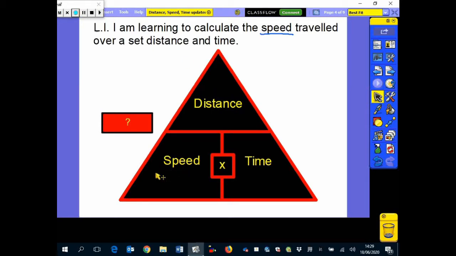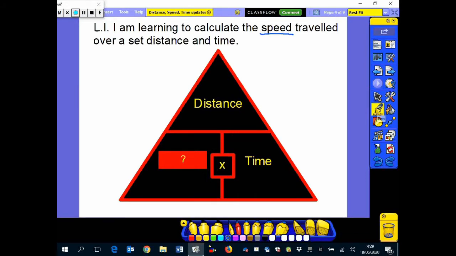Now, this diagram here is just a handy visual aid to help you work out one of the unknown values as long as we have the other two values. So in this case, we're trying to work out the speed. Now, if I cover over the speed here, this diagram tells us exactly what we need to do. So distance and time are the two things that we need to use. And we can see that from the diagram, we have distance over time.